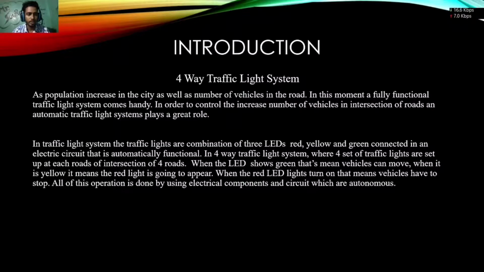In this project, the traffic lights are a combination of 3 LEDs connected in an electric circuit that functions automatically. We know that when the LED shows green, the vehicles can move. When it is yellow, it means the red is going to appear. And when the red light is turned on, the vehicles have to stop. All these operations are done using electrical components and circuits which are autonomous.